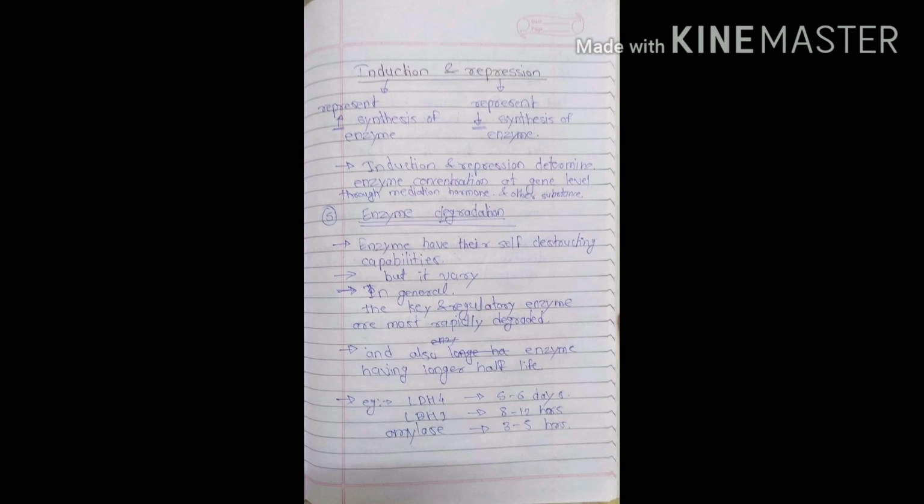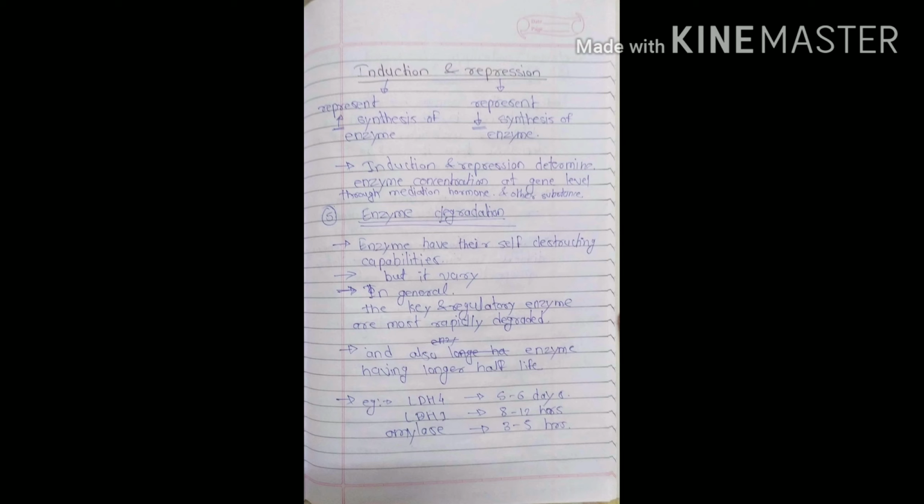Induction means increase in the synthesis of enzyme, and repression means decrease in the synthesis of enzyme. This induction and repression determine the enzyme concentration at gene level. The fifth factor which helps in enzyme regulation is enzyme degradation.